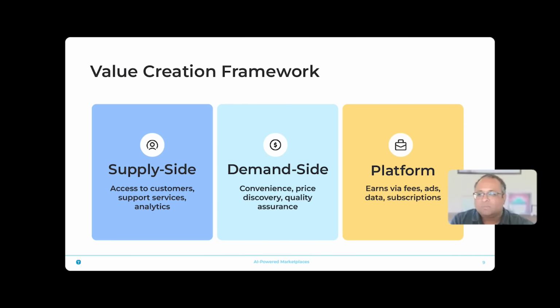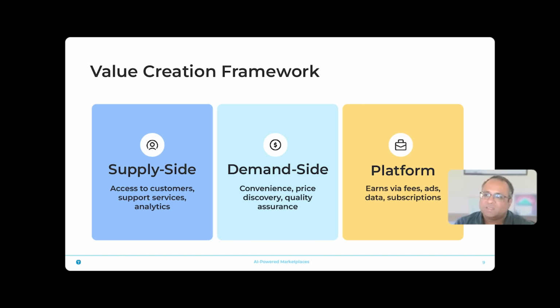Okay, so the value creation, we built a framework. In terms of value creation, if you think about a framework, you have the supply side. That is where you have access to customers, support services, and analytics and all that. And on the demand side, the value creation lies in how convenient the platform is, how easy the price discovery is, and how much quality assurance you can give. Most of the time in a two-sided platform, on both sides you have this issue, right?